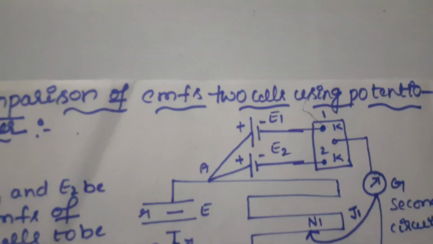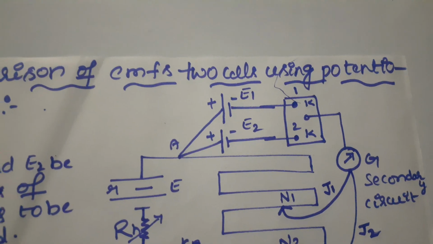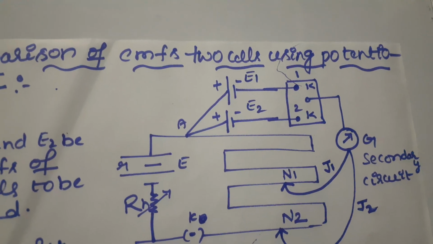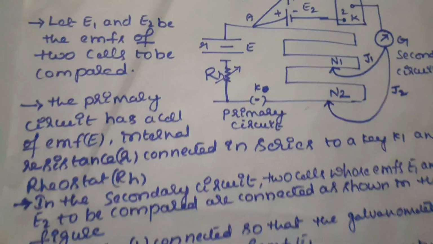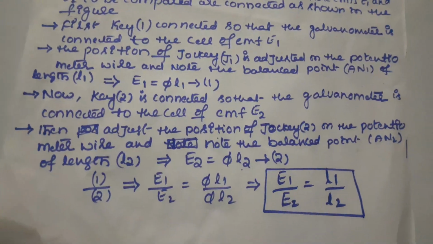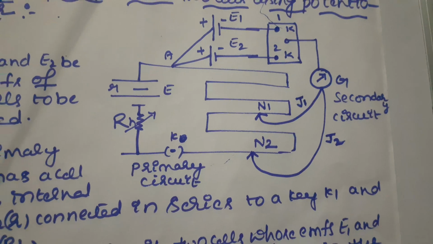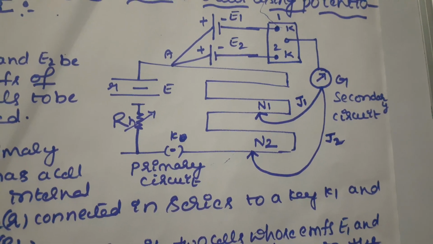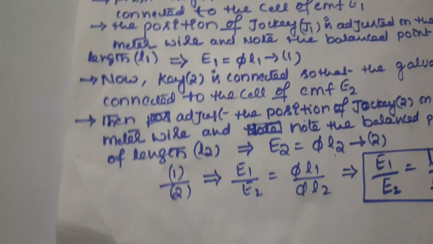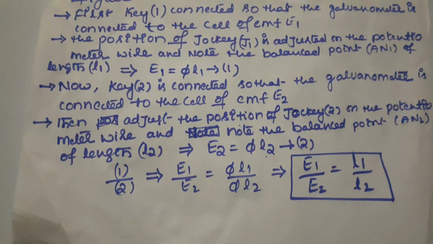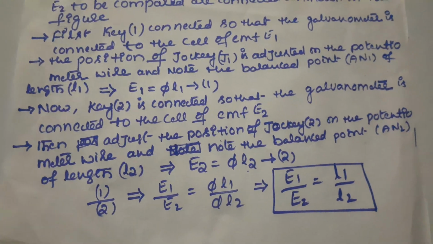Similarly, now connect the terminal of the galvanometer with the second cell of EMF E2 by pressing key 2. Now find the balancing point by moving the jockey, and measure the balanced point N2 whose length is L2. Now the EMF of the second cell, E2, is equal to φL2. This is also written from the principle of working of a potentiometer, students.